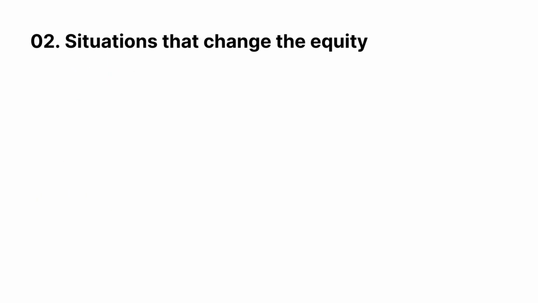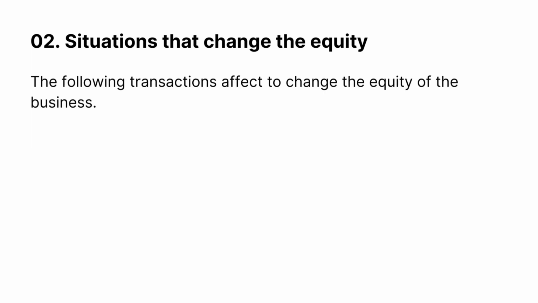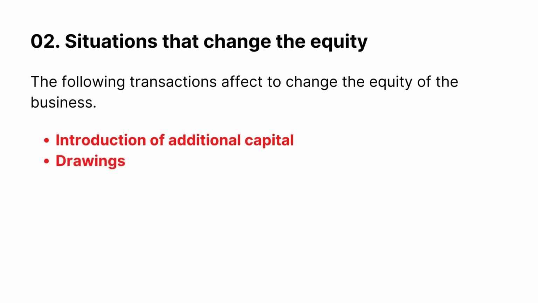Next, let's look at situations that change the equity, before we discuss how business transactions affect the accounting equation. So we know that equity is the value of ownership of the owner in the business, so the transactions that affect the values in the equity of the business are introducing additional capital into the business, then drawings, next is income and next one is expenses.